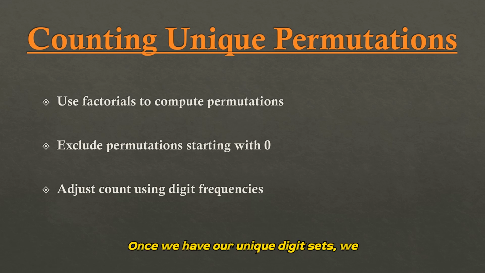Once we have our unique digit sets, we calculate how many valid numbers we can form from them. This step is a permutations with repetition problem. We calculate the total number of ways to rearrange the digits using factorials. However, two key issues must be handled carefully. Repeated digits: we divide by the factorial of the frequency of each digit to avoid overcounting. Leading zeros: any permutation starting with 0 is invalid as an n-digit number, so we exclude them. This part blends mathematical precision with practical constraints.